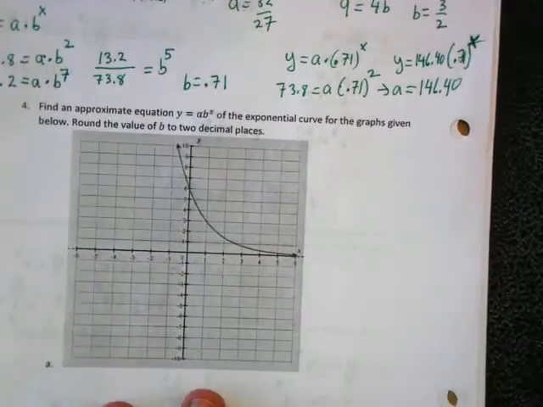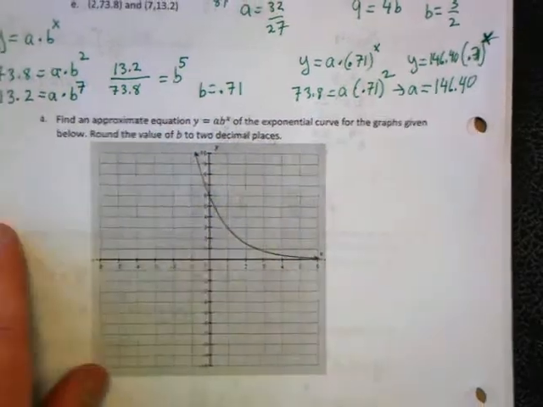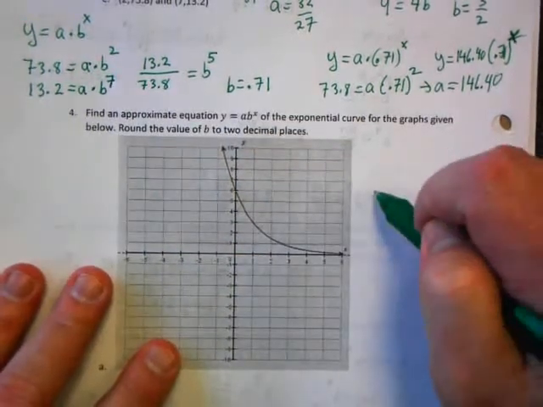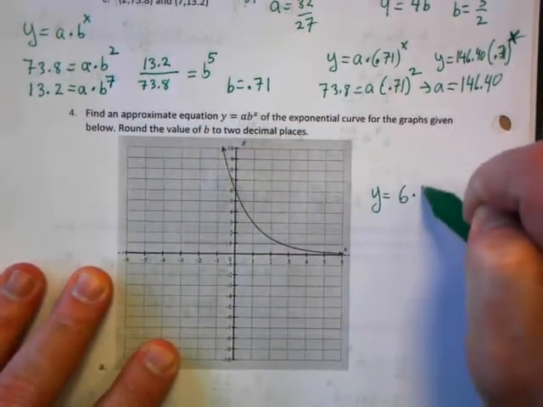All right, number 4. Let's see if I can get a problem right here without making a mistake anywhere along the way today. Find an approximate equation to y equals a times b to the x of the exponential curve for the graph. Round the value of b to 2 decimal places. Looking at that graph, can you tell me the a number? Yeah, the a number is 6. How do you know the a number is 6? Because that's where it crosses the y-axis. So we're going to have y equals 6 times b to the x.